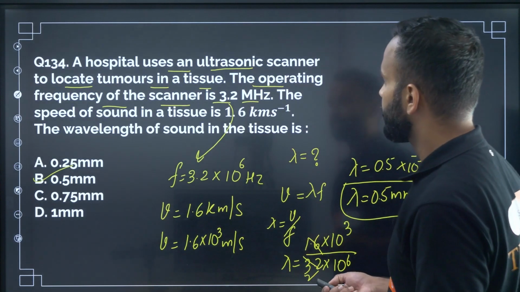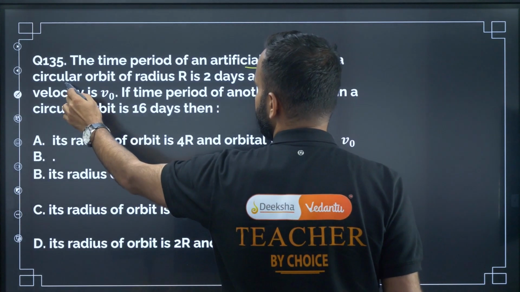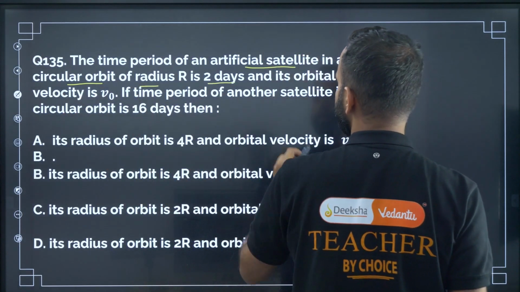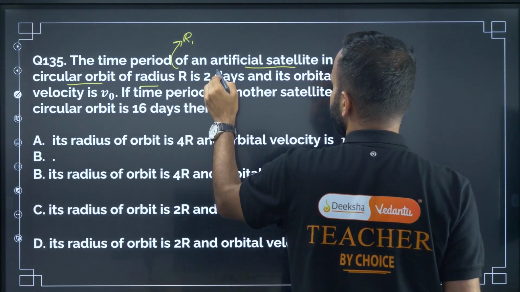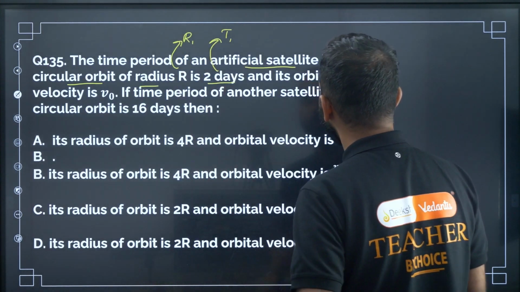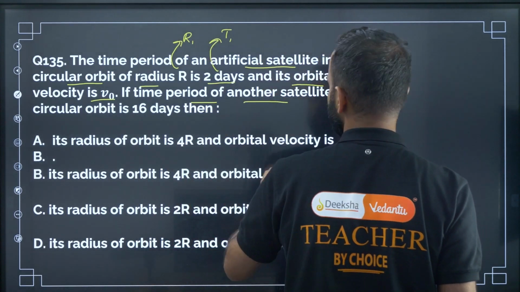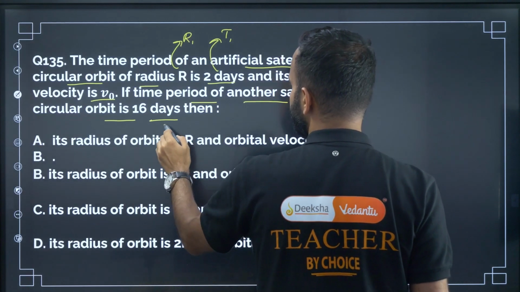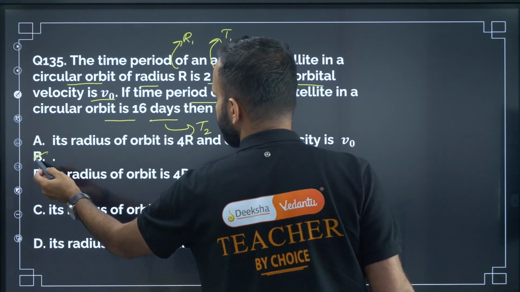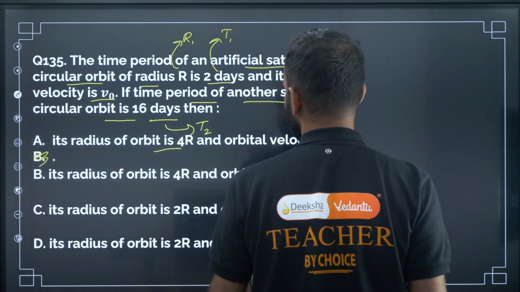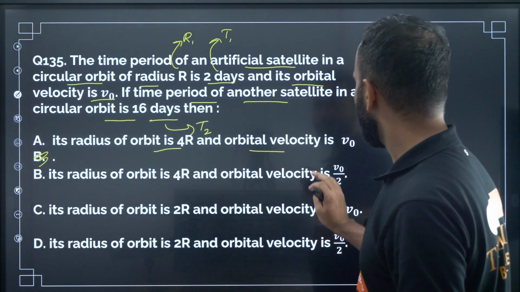Next question, question number 135. The time period of an artificial satellite in a circular orbit of radius r is 2 days. Here r1 equal to r, t1 equal to 2 days, and its orbital velocity v0. If time period of another satellite in a circular orbit is 16 days, t2 equal to 16 days, then its radius of orbit is 4r and orbital velocity is v0. Here we need to find radius of the orbit and orbital velocity.